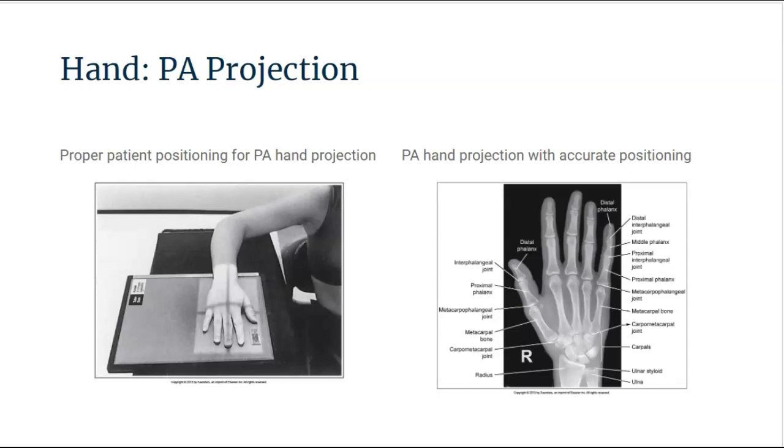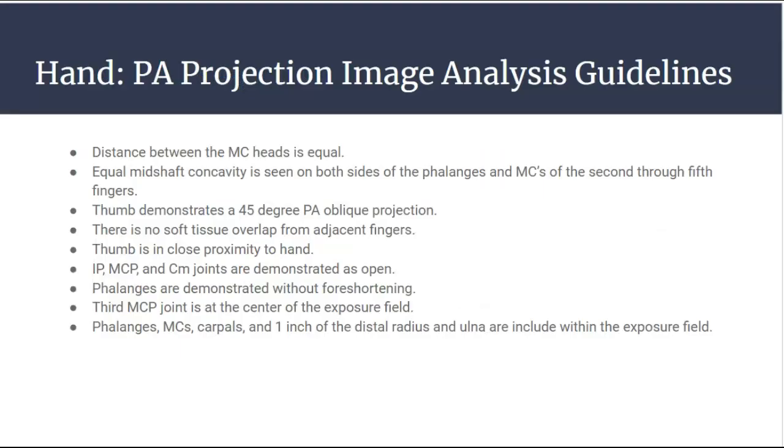The interphalangeal, metacarpal phalangeal, and carpometacarpal joints are demonstrated as open spaces. The phalanges should be demonstrated without foreshortening. The 3rd metacarpal joint should be demonstrated at the center of the exposure field. The phalanges, metacarpals, carpals, and 1 inch of the distal radius and ulna are all included within the exposure field. The next slide states all the image analysis guidelines we just went over.